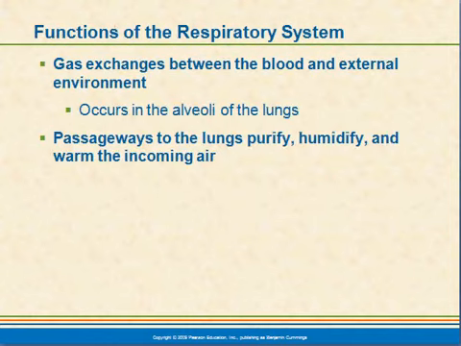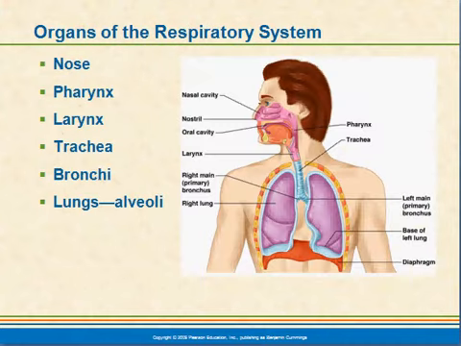So, first off, you need to know what the functions of the respiratory system are. It exchanges gases between the blood and the external environment, and the passageways exist to humidify and clean that air as it comes in so that nothing gets down into the lungs that could cause us disease or problem. Now, the organs of the respiratory system are the nose, the pharynx, the larynx, the trachea, the bronchi, the lungs, and the alveoli. And we will talk about each of those in turn.